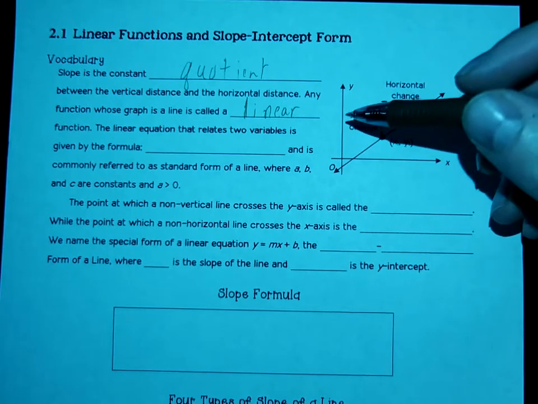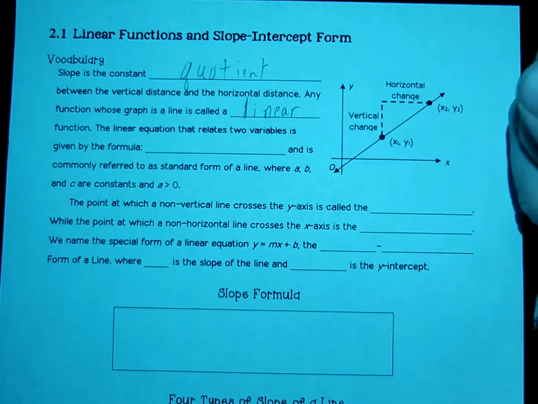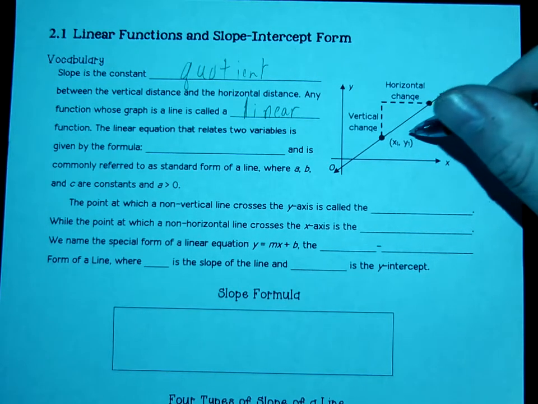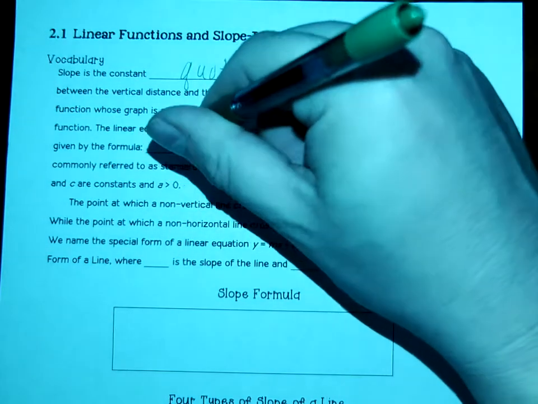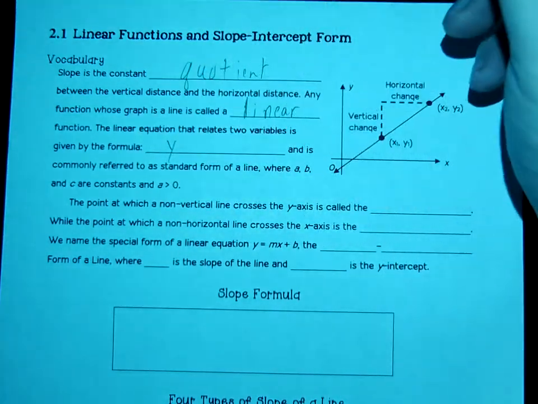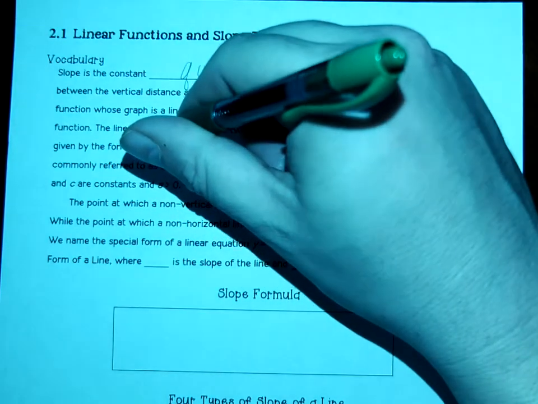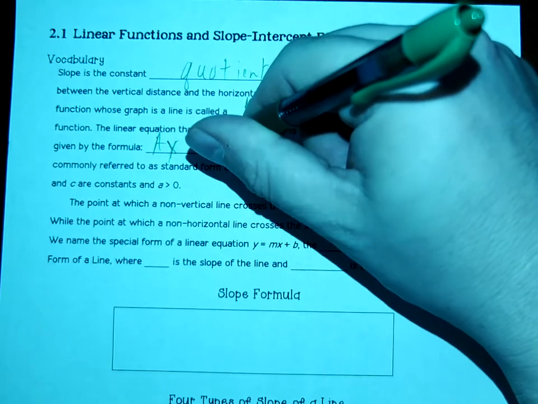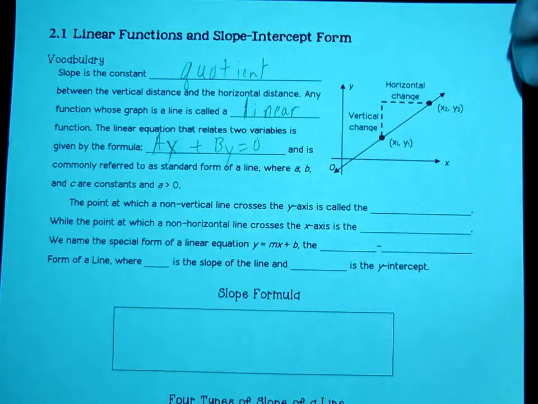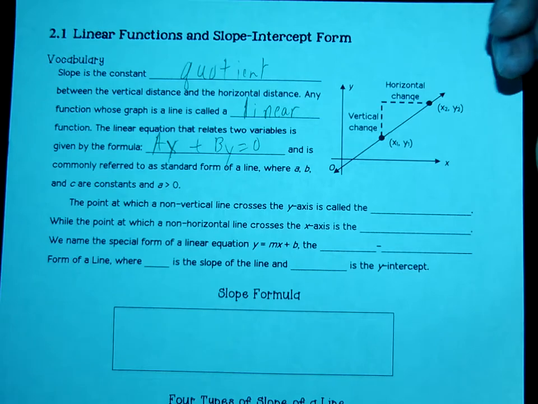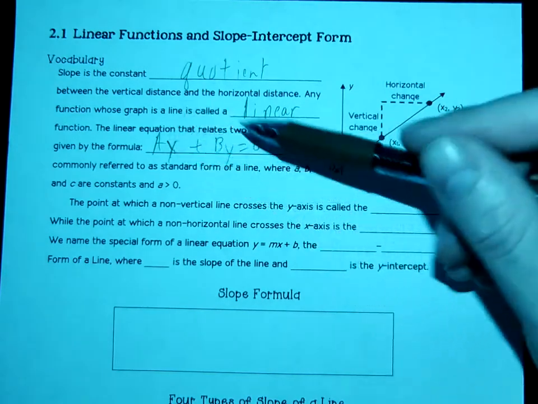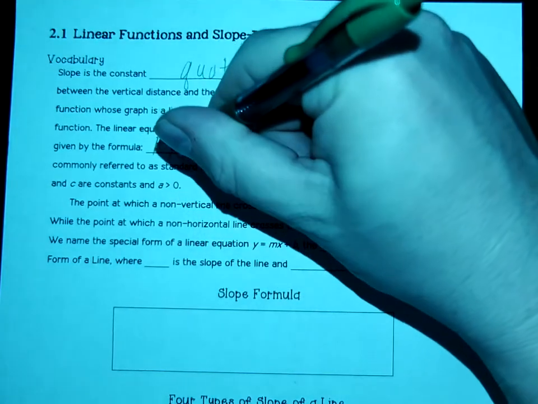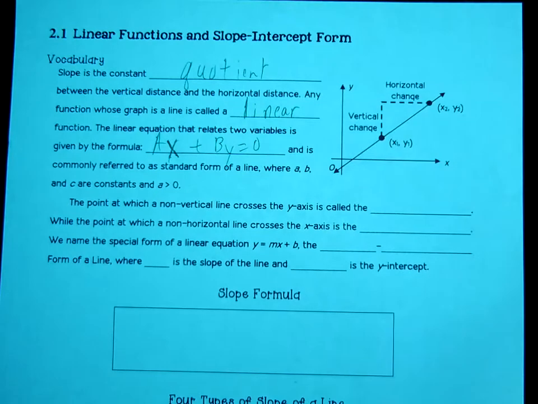The linear equation that relates two variables is given by the formula. We're going to use these variables here. y = mx + b. Or sorry, ax + by = c. And it's commonly referred to as the standard form of a line, where a, b, and c are constants and a is greater than 0. So this is referring to the standard form of a line.